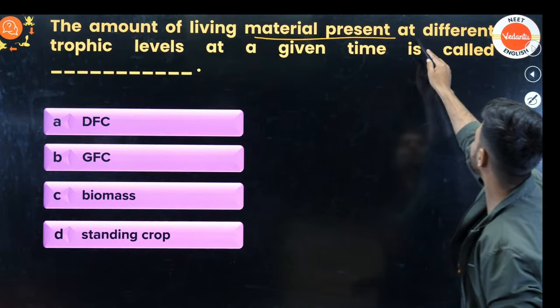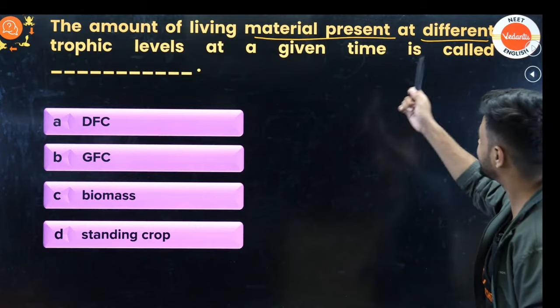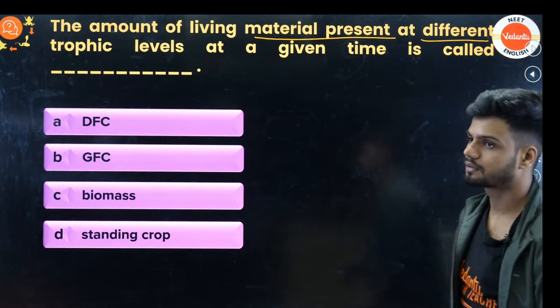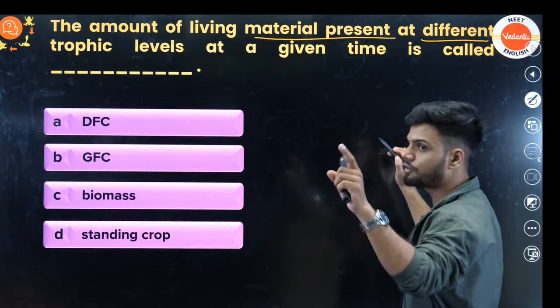The amount of living material at different trophic levels is called what? 10 seconds. All of you, I want marks also now.